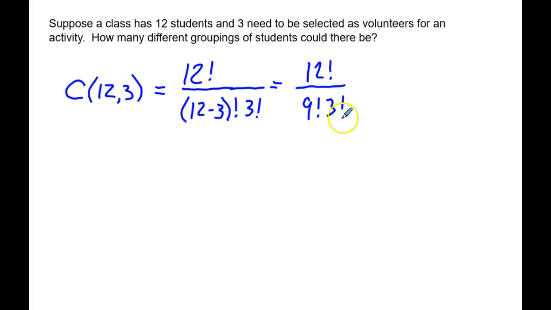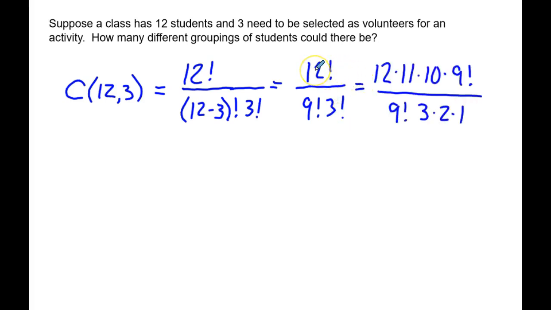For the numerator, I can rewrite 12 factorial as 12 times 11 times 10 times 9 factorial. The reason I would do that is because now I have 9 factorial in the numerator and denominator that I can simplify out. So all I'm really doing is taking 12 times 11 times 10 and then dividing that by 6, because 3 factorial was 3 times 2 times 1. In the numerator, we get 1,320 divided by 6, which simplifies to 220.